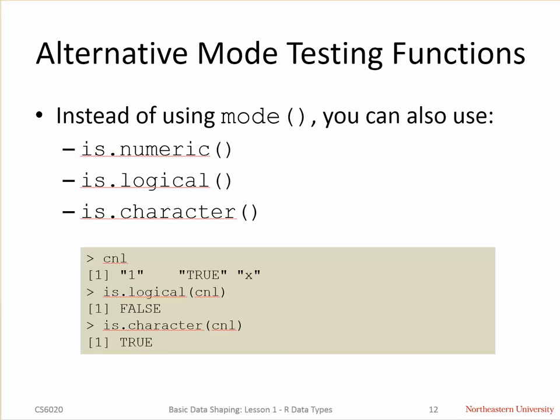So that concludes the first part of looking at basic R data types. Later on, we're going to take a look at functions as objects and look at classes in a bit more detail.